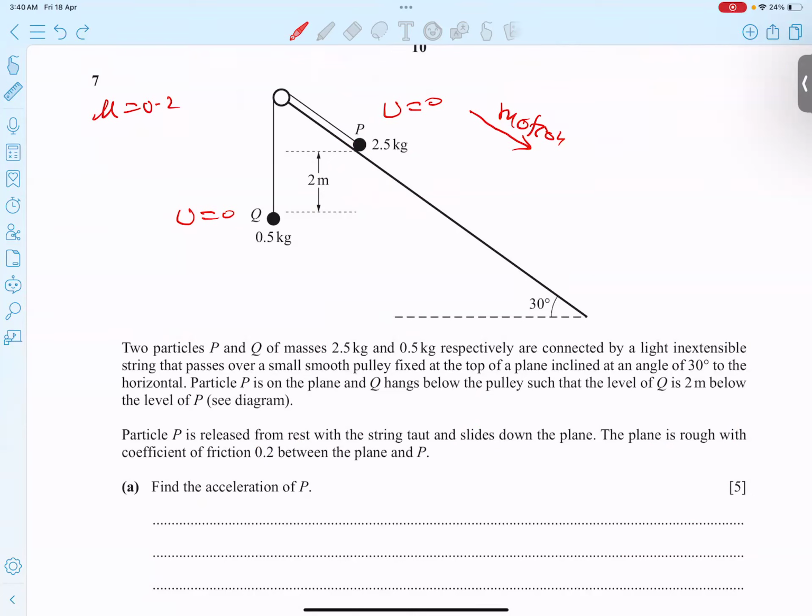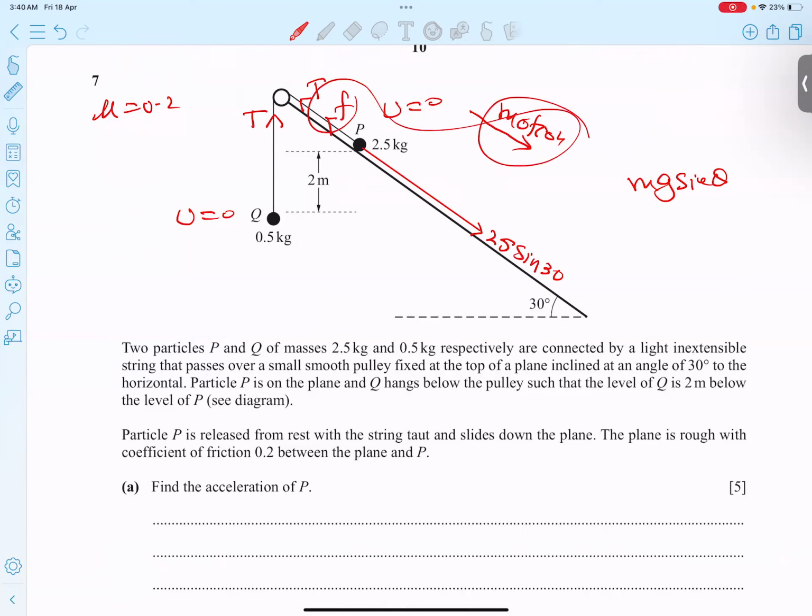So let's start. First of all, I'm going to make it a 2 here. We have this part. This mass is 2.5, and this weight is 2.5 into, because the formula is mg sin theta. So m is 2.5, g is 10, so 25 sin 30. And tension is towards the pulley, that is for sure. And friction is backwards. What's the reason? Because motion is downward, friction is opposite.